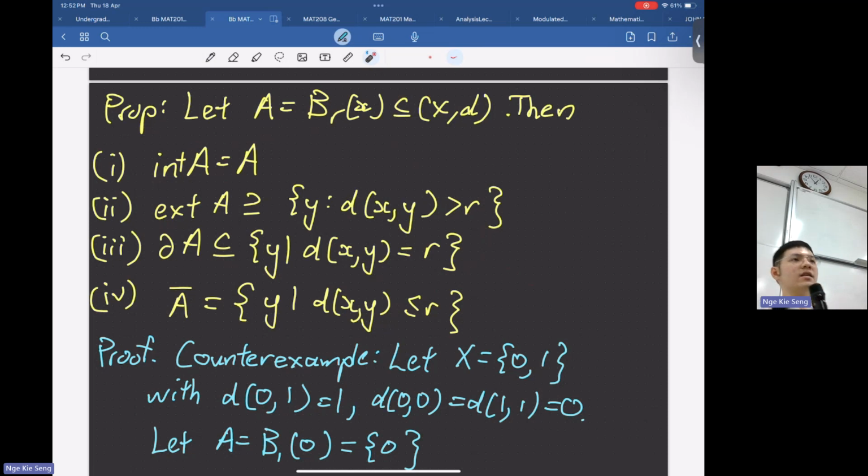Okay, so in the next class, we will try to generalize this open ball to the open set concept. And then from there we will enter topology, talking about open sets and closed sets. All right, see you next Monday.